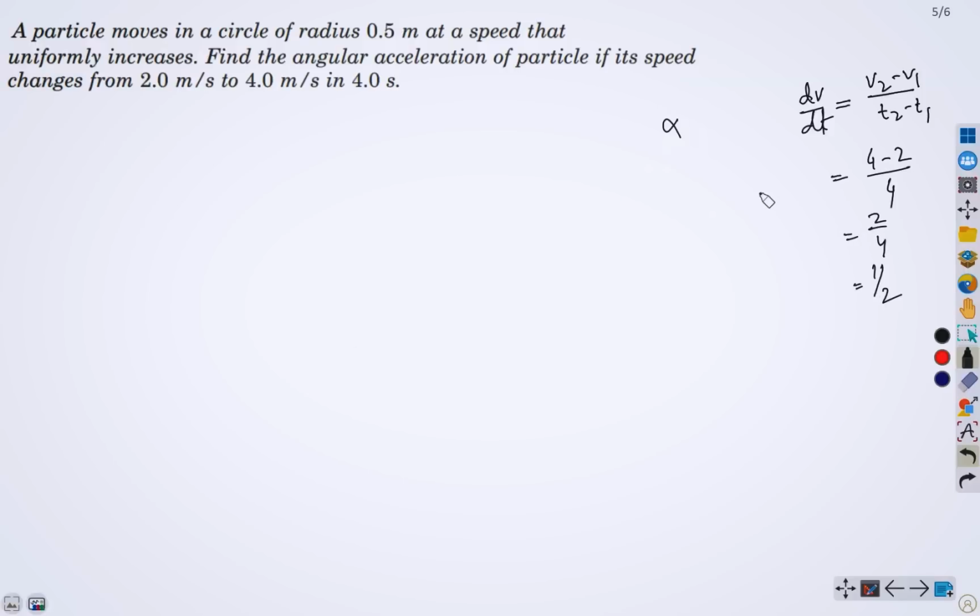So we obtain our a_t, right? Our a_t is half, correct? And we know the relationship between a_t and alpha. Yes, a_t equals r alpha. And from the question, we have to determine alpha, right? And r is also given. r is 0.5.